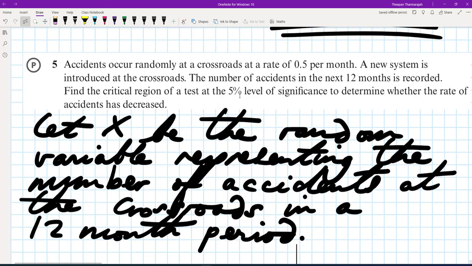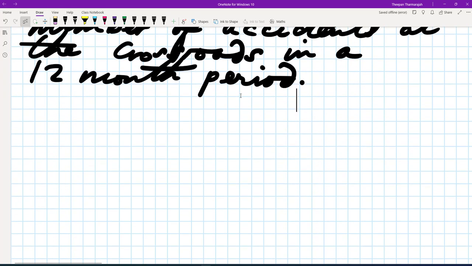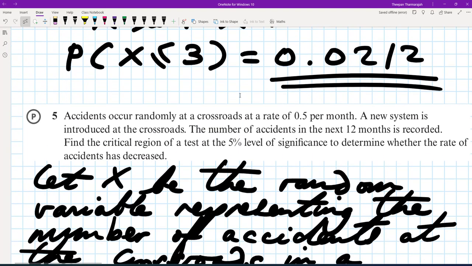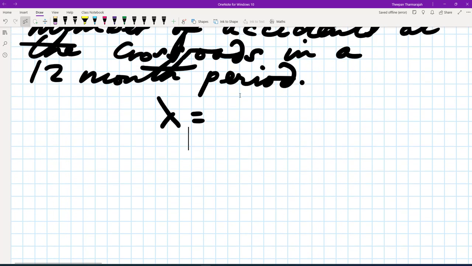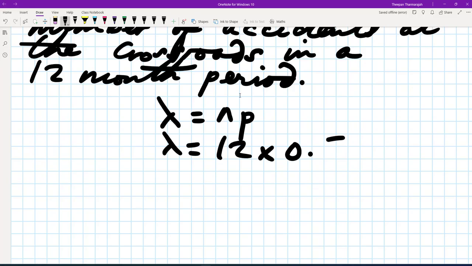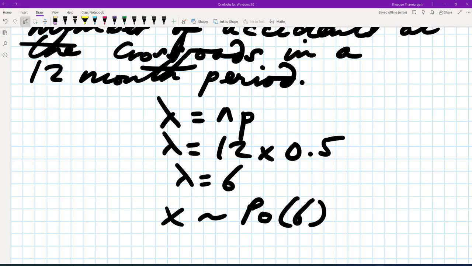So we can define our model. So we can say x follows... Well, if we go back to the question, it states that it's a rate of 0.5 per month. We've got 12 months, so you've got to do n times p in this case. So 12 times 0.5, so lambda is 6. We get that x follows the Poisson distribution with lambda being 6.